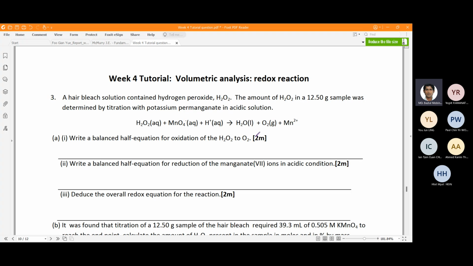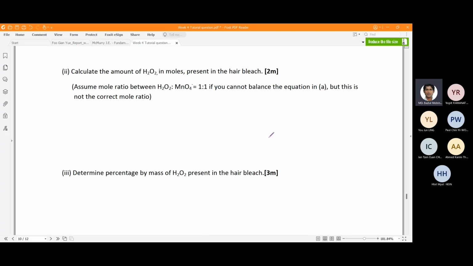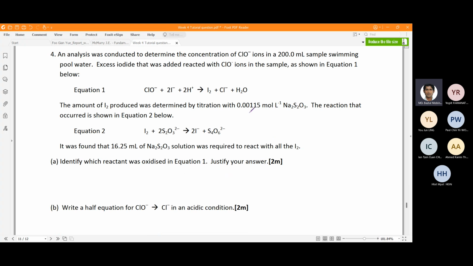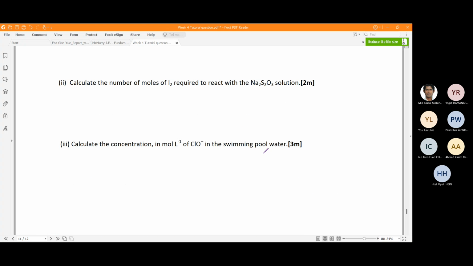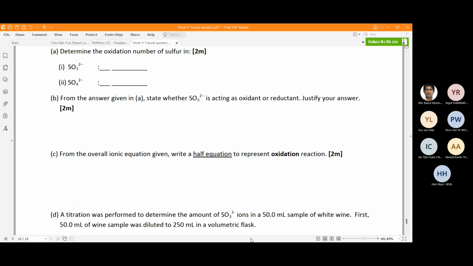The same thing applies: what oxidation and reduction is happening, which one is the oxidant, which is the reductant, all those things. And this is the thing we did yesterday in the lab class. So I think I have pretty much covered this. Is there any question so far?